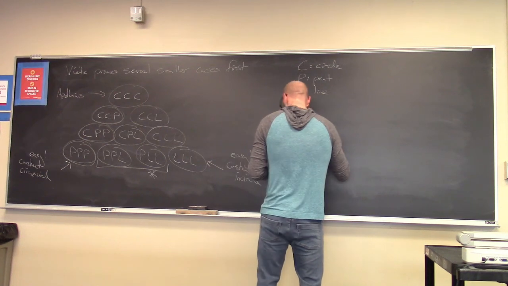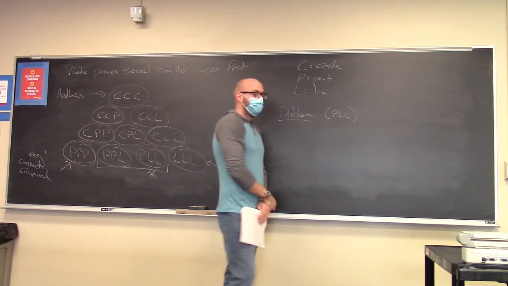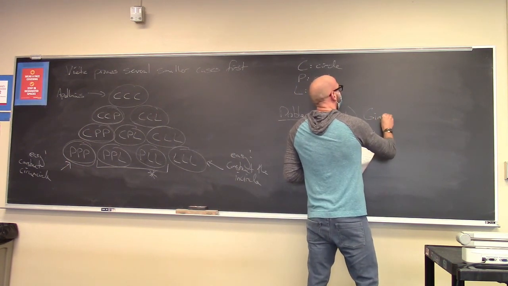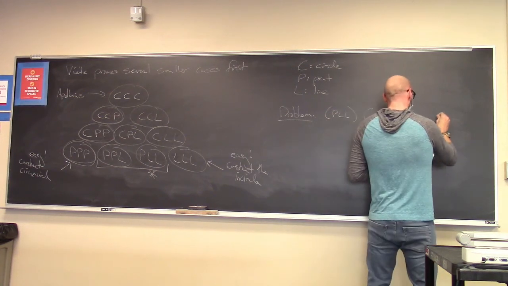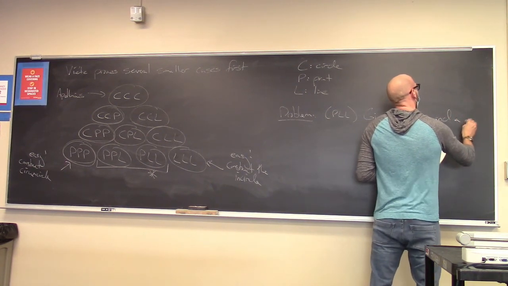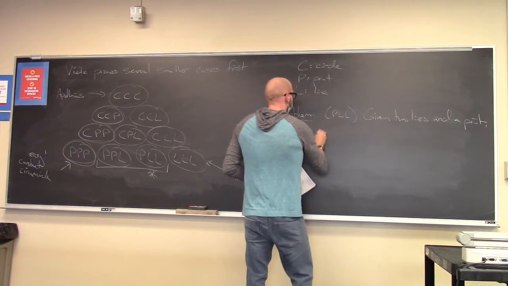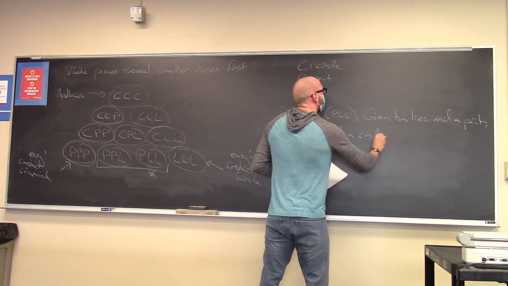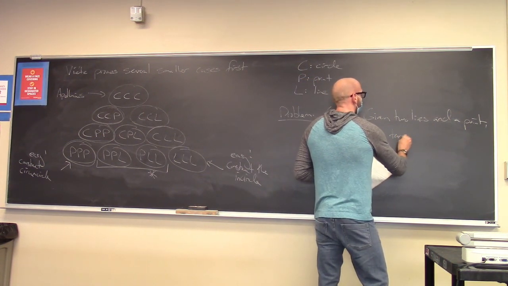So our problem today is PLL. So given 2 lines and a point, construct a circle tangent to all 3.